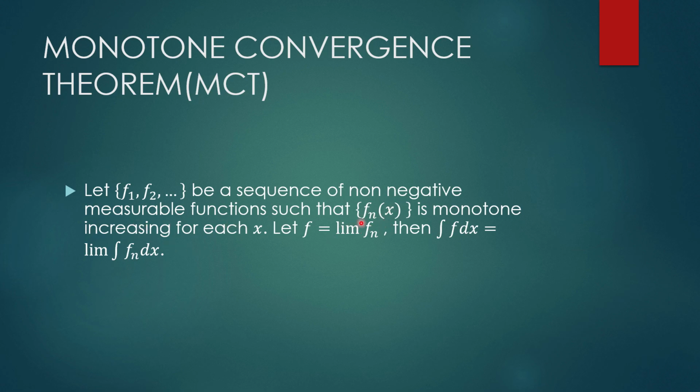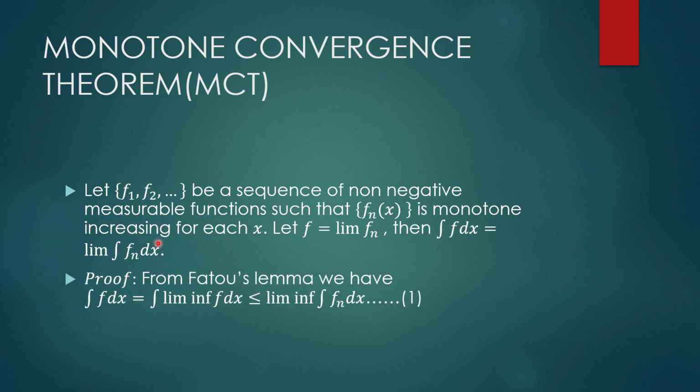fn(x) being monotone increasing means f1(x) is less than or equal to f2(x), f2(x) is less than or equal to f3(x), like that for each x. Let f be equal to the limit of fn. Then the integral of f dx is exactly equal to the limit of the integral of fn dx. That means the limit can go inside the integration, and that is all about the monotone convergence theorem. Let us prove it from Fatou's lemma.